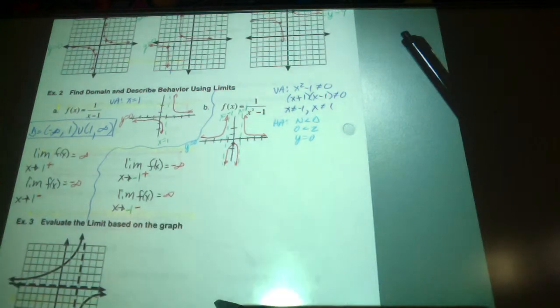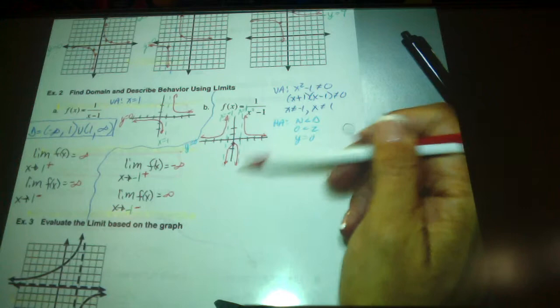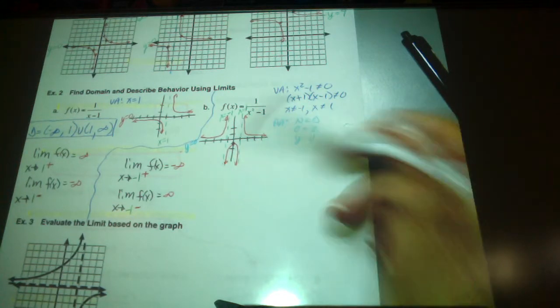Does the left and right-hand behavior agree? No. Is there an overall limit at negative 1? No. The limit does not exist at negative 1 because you're going in opposite directions. All right, so we have another set of limits at positive 1 because that's the other vertical asymptote.